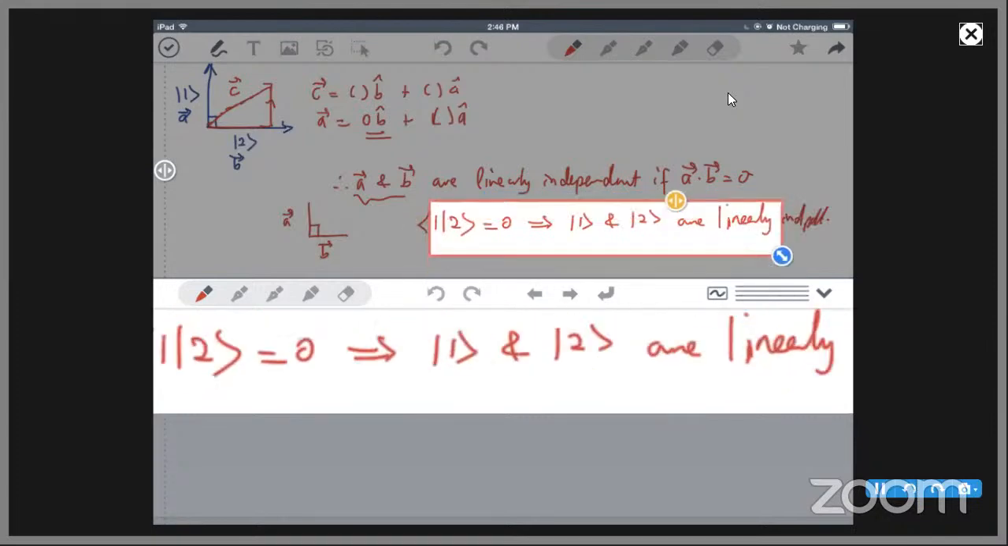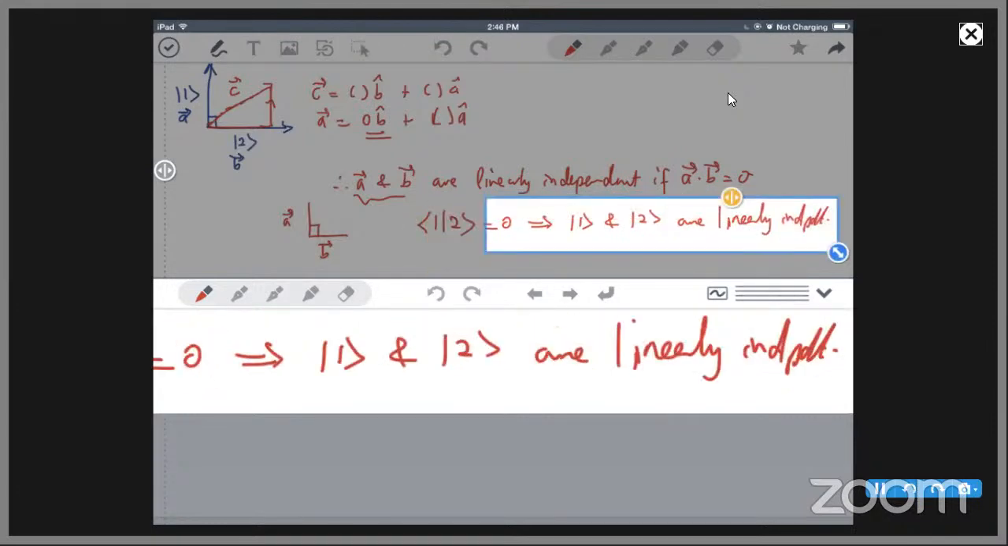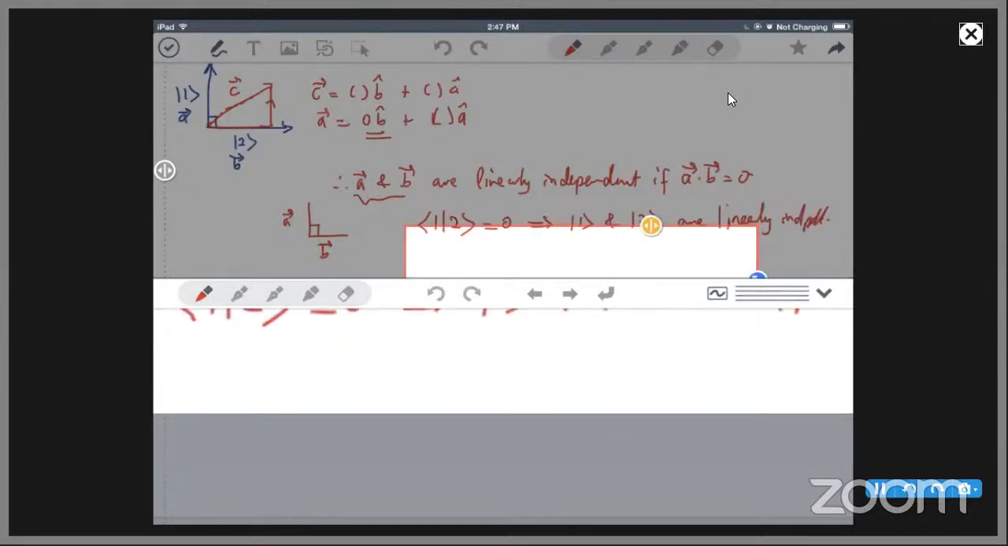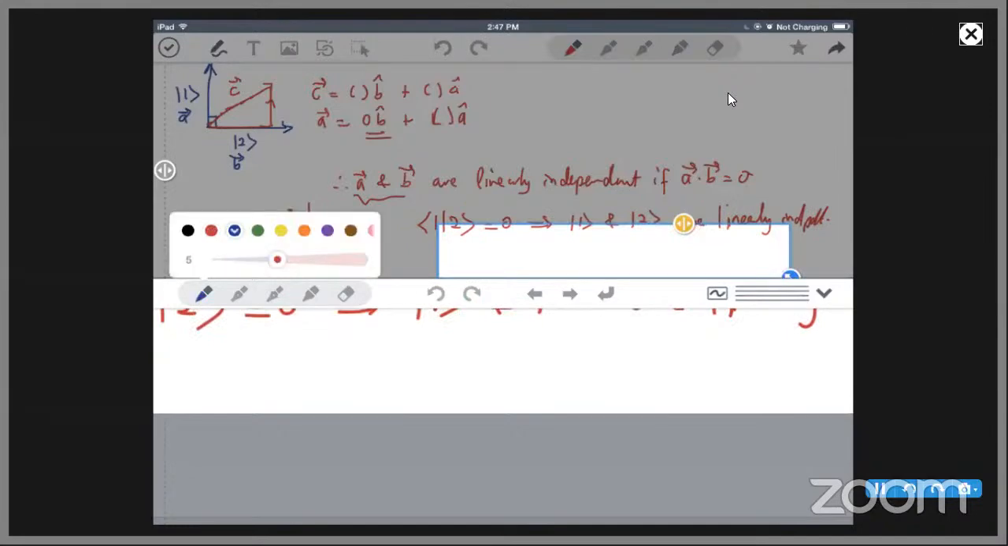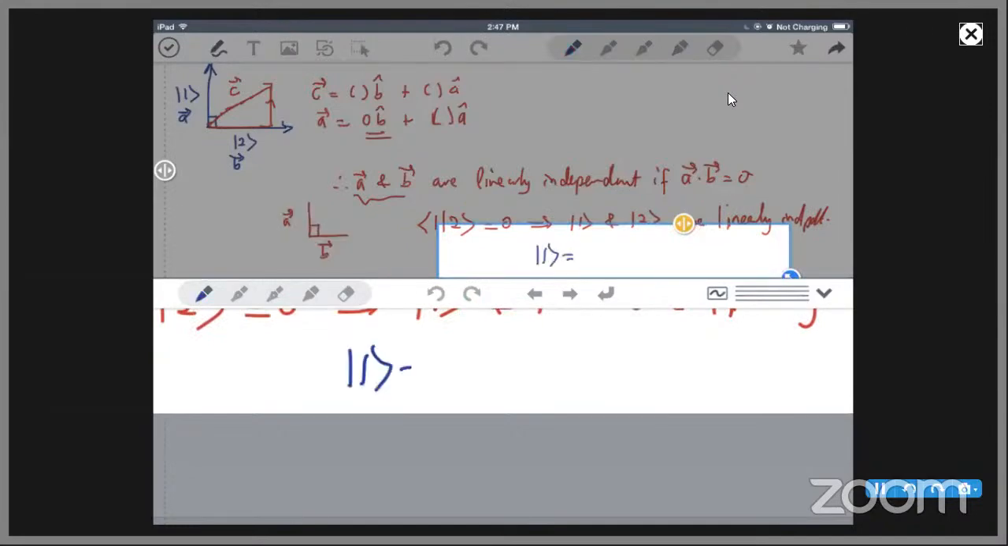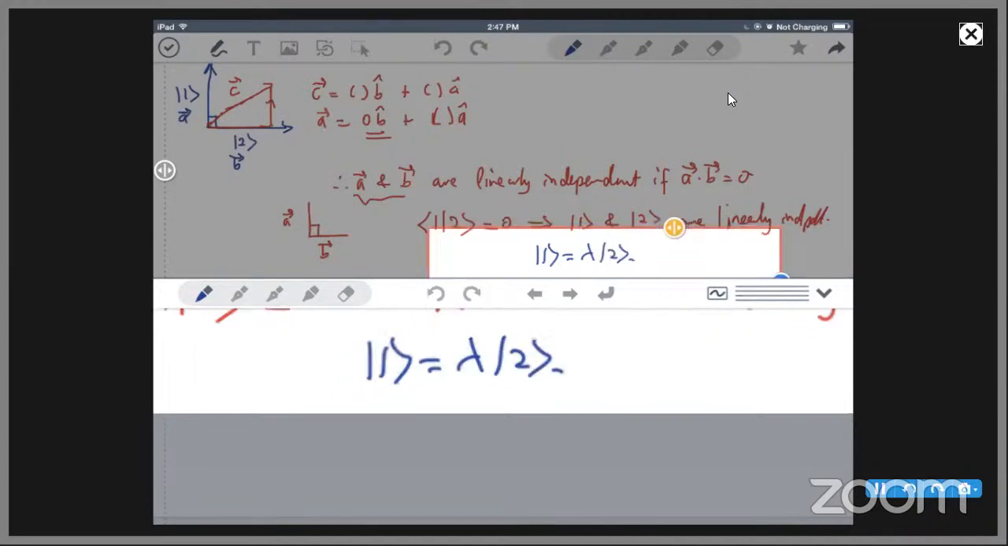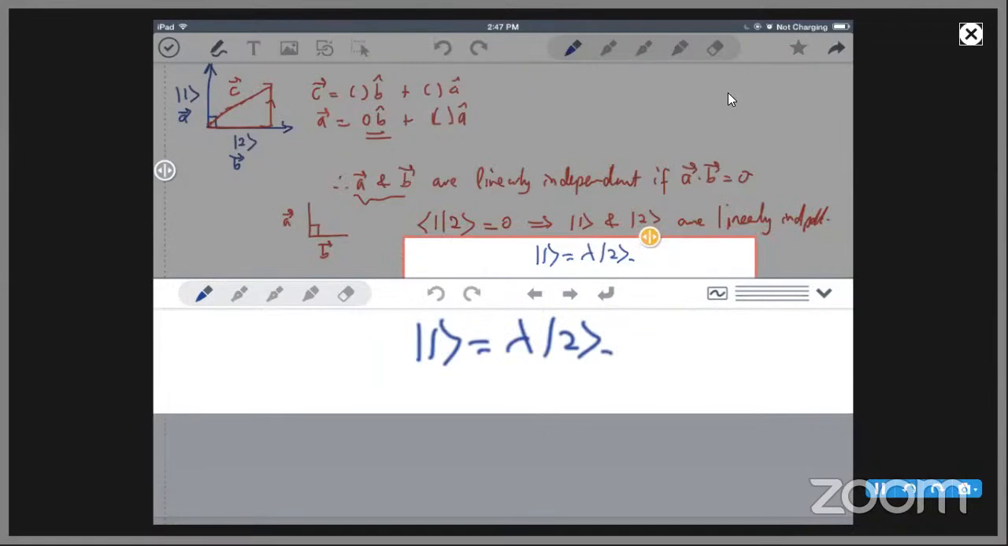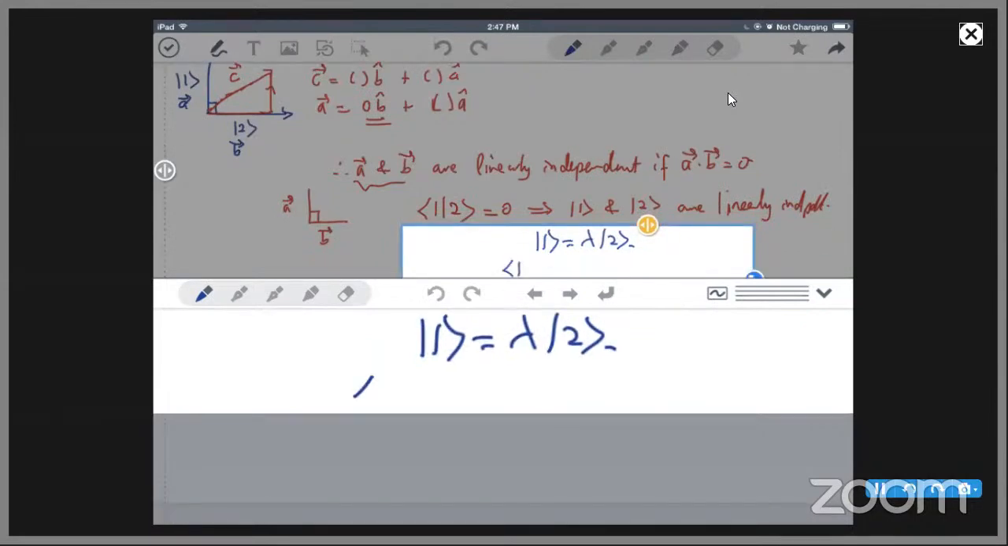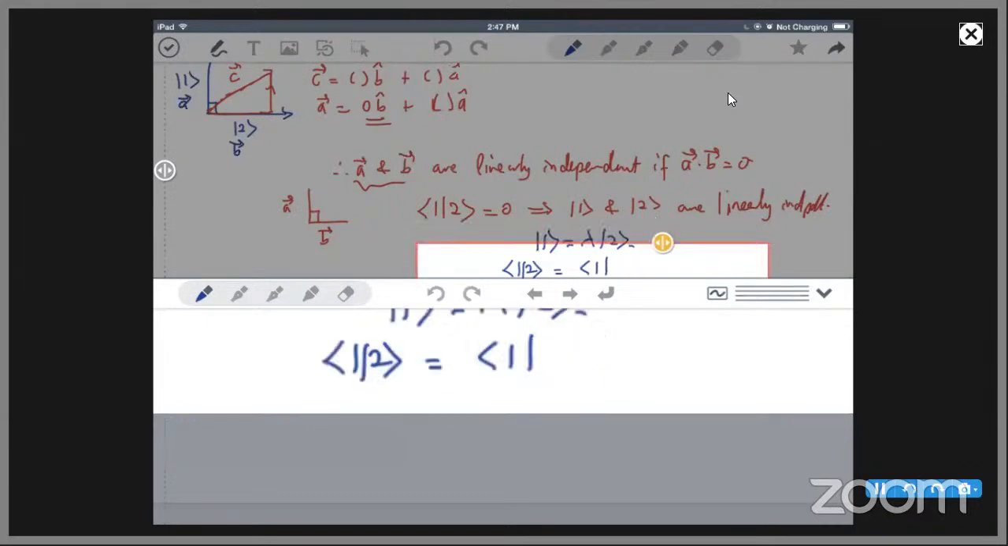Okay. So if they're perpendicular to one another, they're linearly independent. You can take a case like, let's say they are not linearly independent. That means 1 will have to be a constant times 2. Then you see that if you now do 1, 2, it will be 1. The constant is lambda.